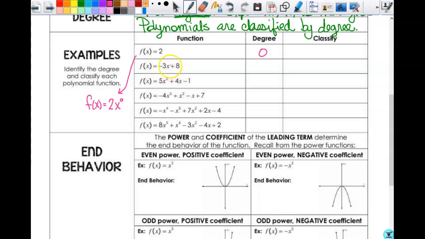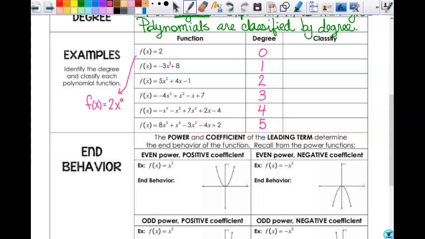My degree on this one, the highest exponent, is 1. So when you have more than these, you have to make sure they're in order. Don't always just take the first one. 2 is the highest, so this degree is 2. 3, 2, 1, 3 is my highest. And then these are all in order, so this is 4 and this is 5.